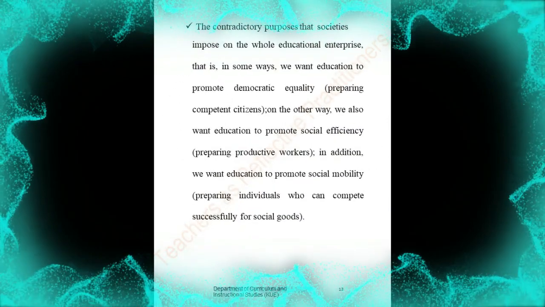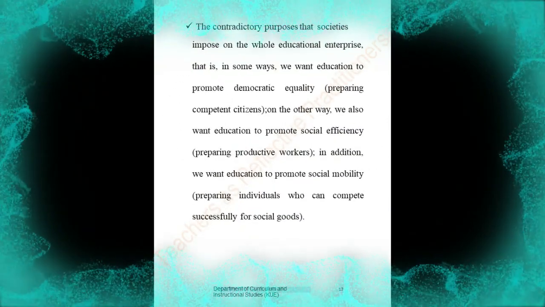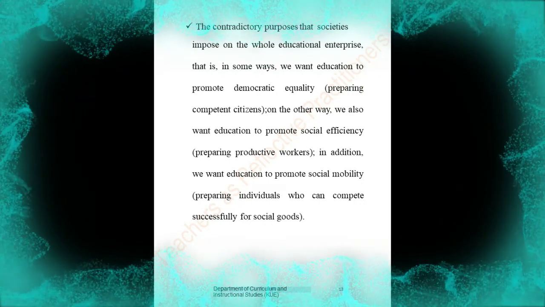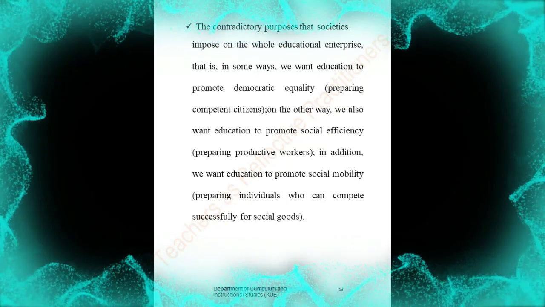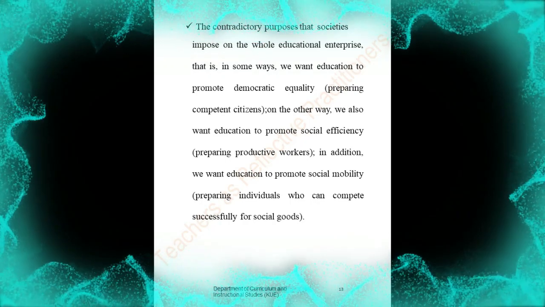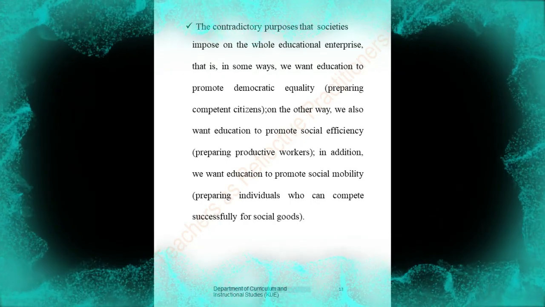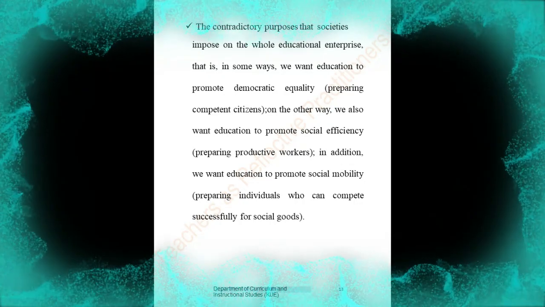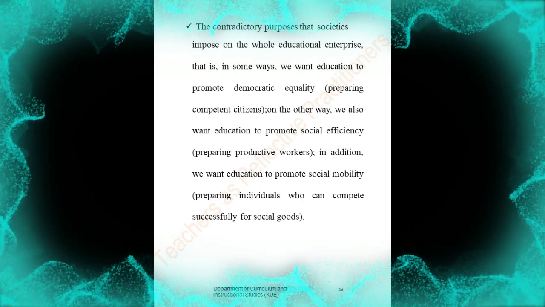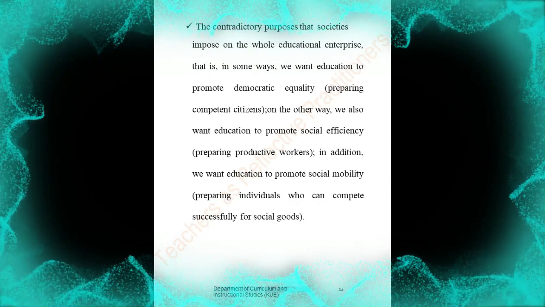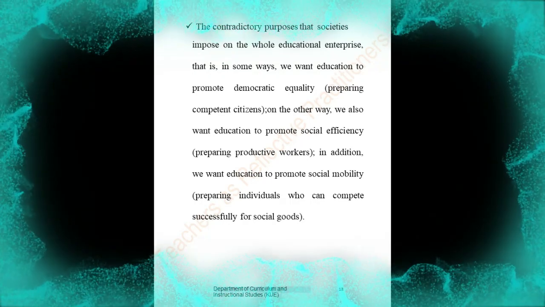The contradictory purposes that societies impose on the whole educational enterprise: in some ways, we want education to promote democratic equality, preparing competent citizens. In another way, we also want education to promote social efficiency, preparing productive workers. In addition, we want education to promote social mobility, preparing individuals who can compete successfully for social goods.